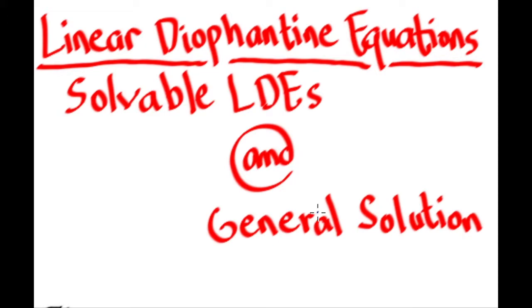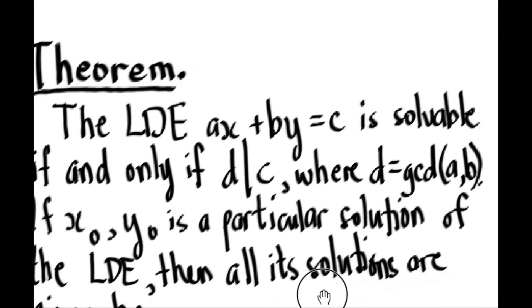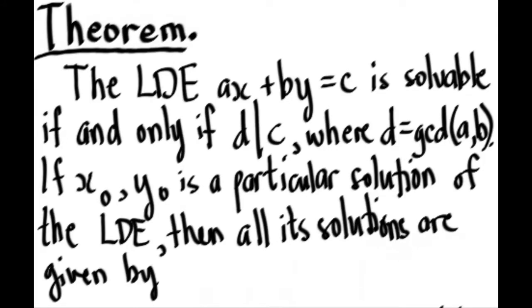Next, we establish a necessary and sufficient condition for the LDE AX plus BY equals C to be solvable. Its proof, in fact, provides a formula for an arbitrary solution when it is solvable. The Indian mathematician Aryabhata provided a complete solution of the LDE in two variables. A portion of this theorem, which is long but fairly straightforward, is a variation of his method. So let's present this theorem. As I have stated, it's fairly long, but kind of straightforward, provided we have the sufficient theorems and corollaries. So this is the theorem.